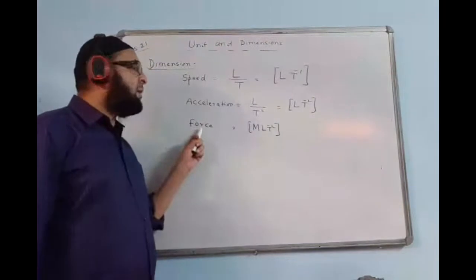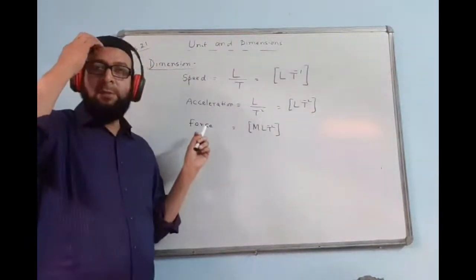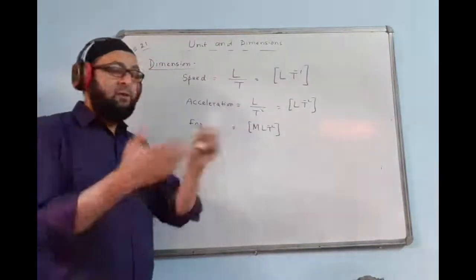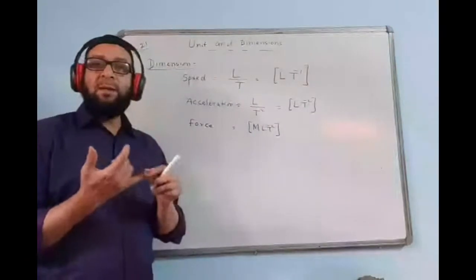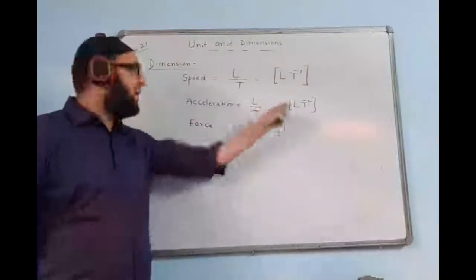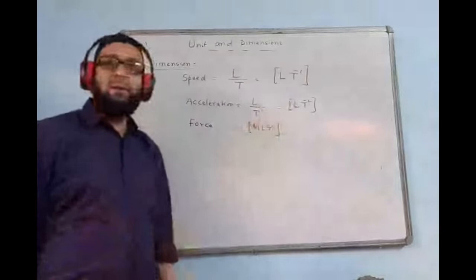So I said the dimension of force. Force dimension will be mass into acceleration. The formula we will do: mass is M and acceleration is LT minus 2. This becomes the dimension.